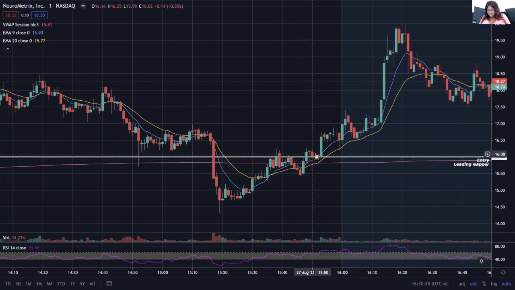So I took the trade here and it did exactly what it had done before. It went right back up to 20. So basically the same trade off of VWAP I took 3 times that day.